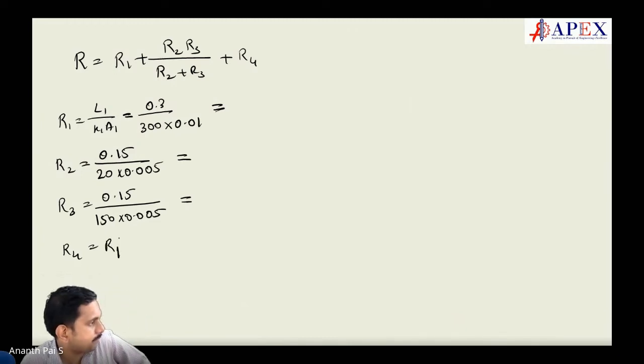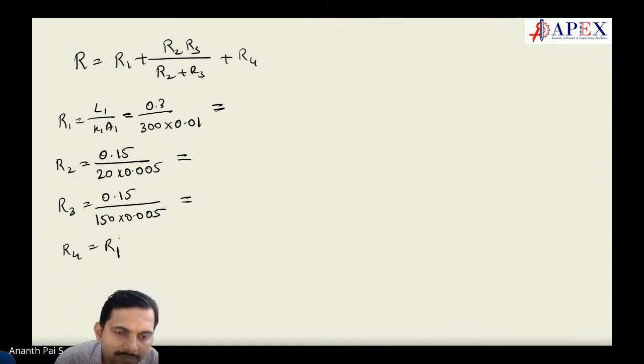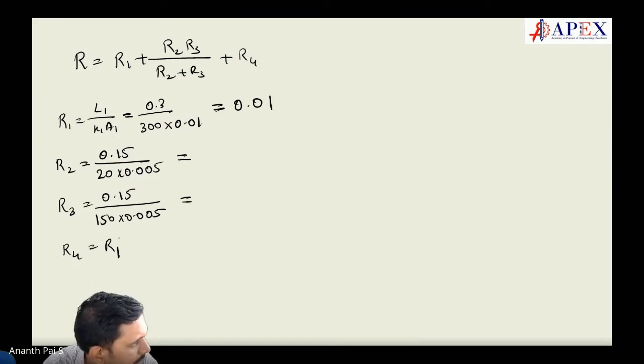There's no problem. Everything else is the same, is it not? So what is R1? 0.3 divided by 300 into 0.01 gives 0.1, is it not? So you get 0.1 Kelvin per watt here also. And how much do you get for this, you tell me, students.